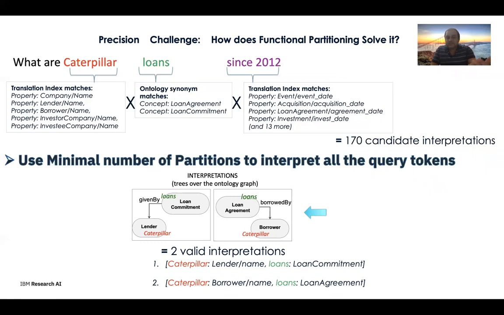So that means even though caterpillar had 5 different choices, from loan there are only 2 choices for it. And therefore we arrive at the right 2 interpretations that we wanted. Same thing happens for since 2012. It gets nailed down to the single choice, loan agreement date.